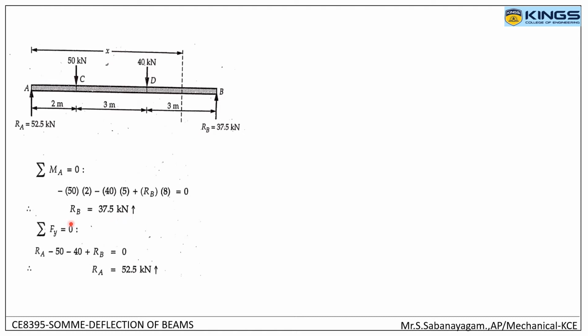right? And the second assumption, summation of forces equal to 0, that is RA in positive direction minus 50 kilonewton minus 40 kilonewton plus RB is equal to 0, and substituting RB is equal to 37.5, we find RA is equal to 52.5 kilonewton. Hence that is substituted in the diagram itself.